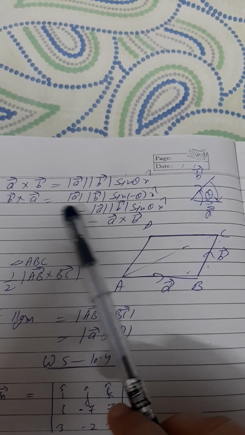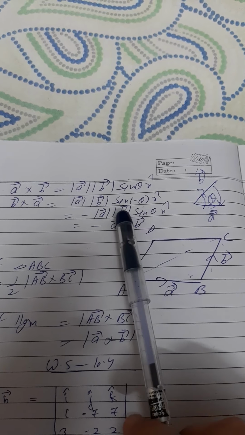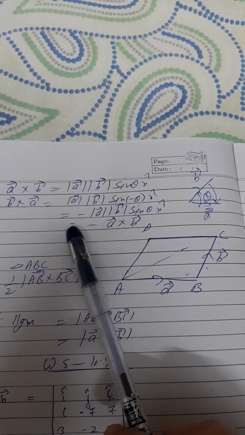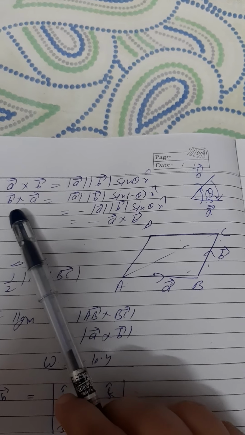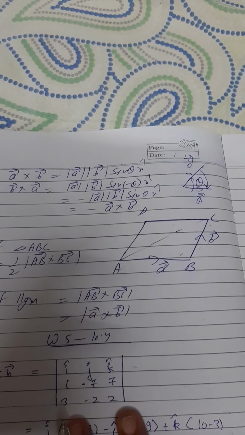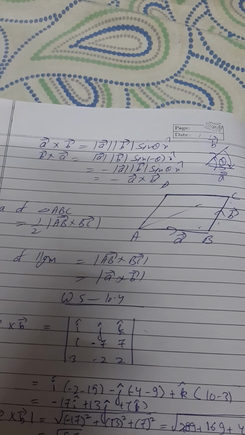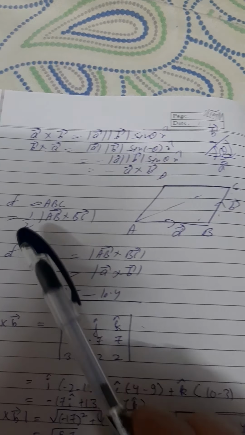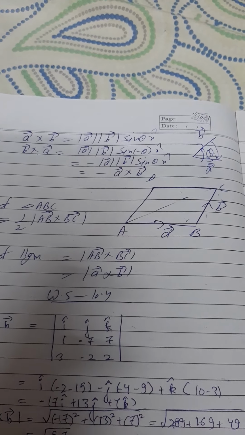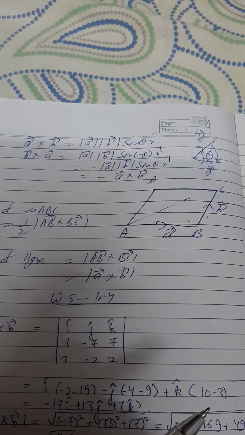So B cross A is equal to mod of A, mod of B into sine of minus theta, and where sine minus theta is equal to minus sine theta. That's why the value of B cross A is equal to minus A cross B. Okay, so for repeating or parallel vectors, cross product is 0. For dot product, A dot B and B dot A are equal, but for cross product, B cross A is equal to minus A cross B; it becomes negative.